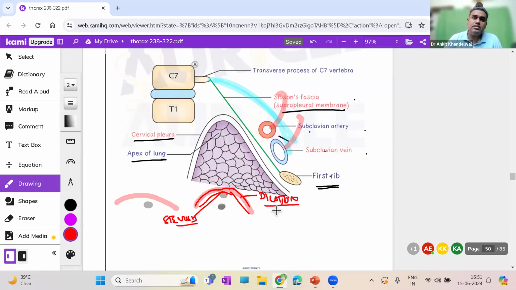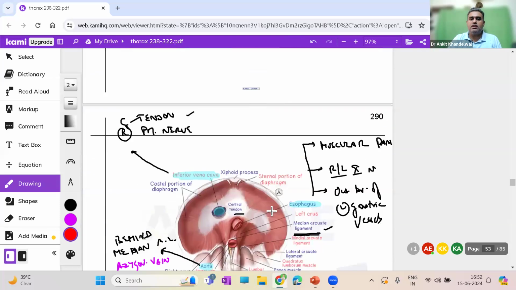Even the nerves will be compressed. So it is like thoracic inlet syndrome. If the nerves are compressed and arteries are compressed, they will lead to different problems in the upper limb. That is the whole point. Just understand the relevance of cervical rib.